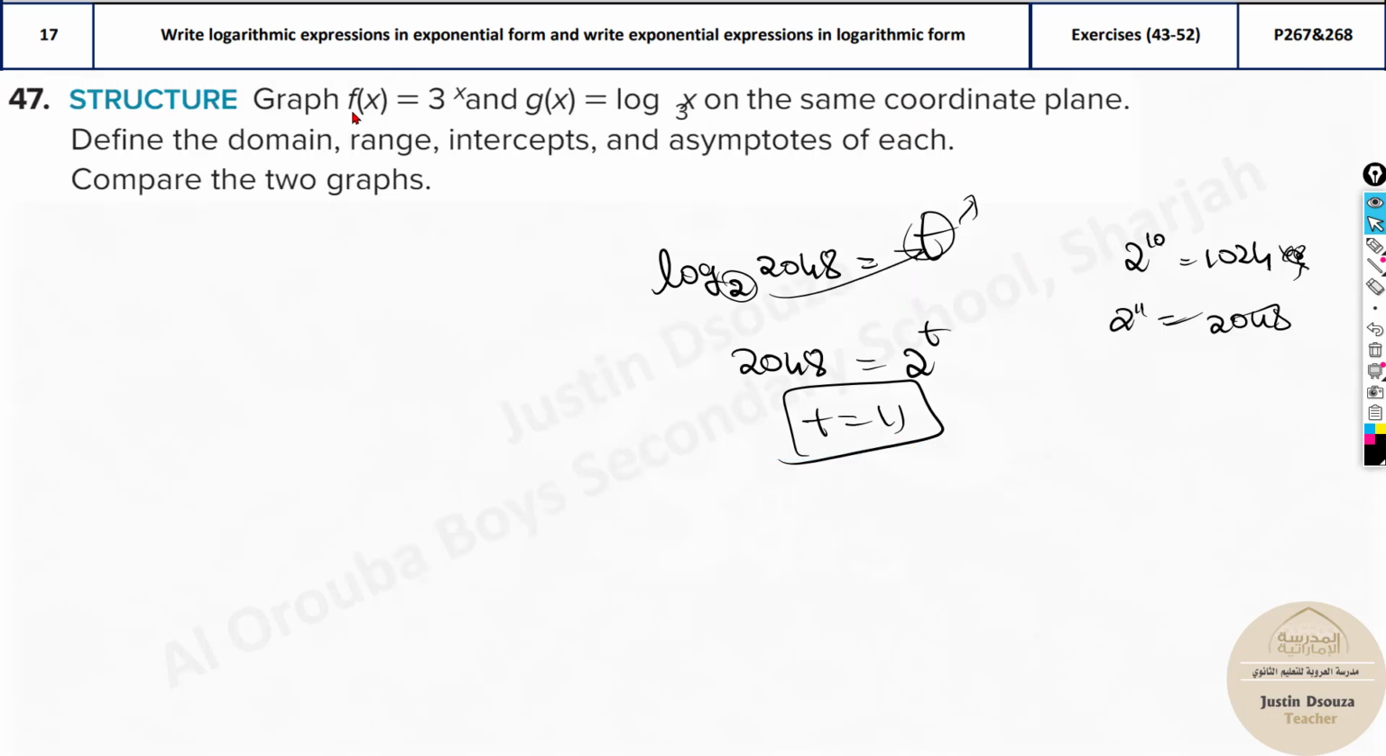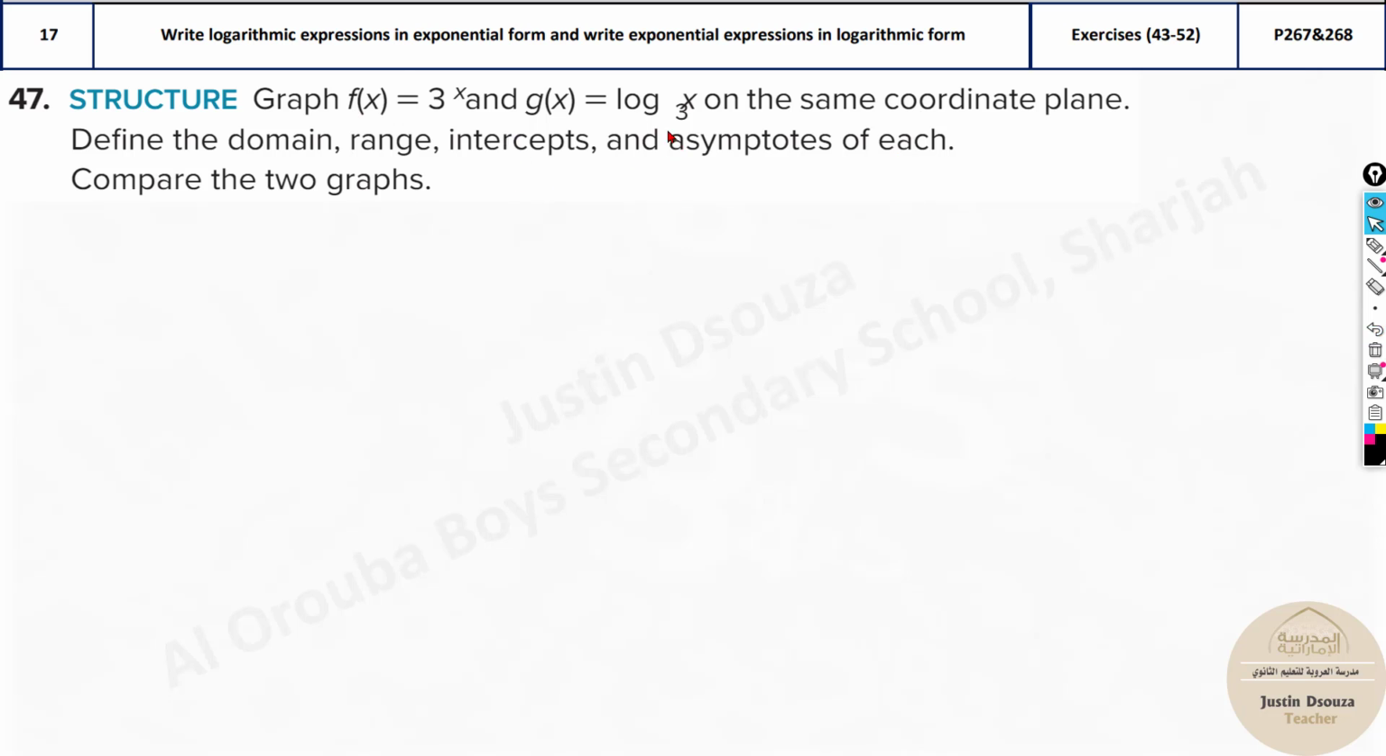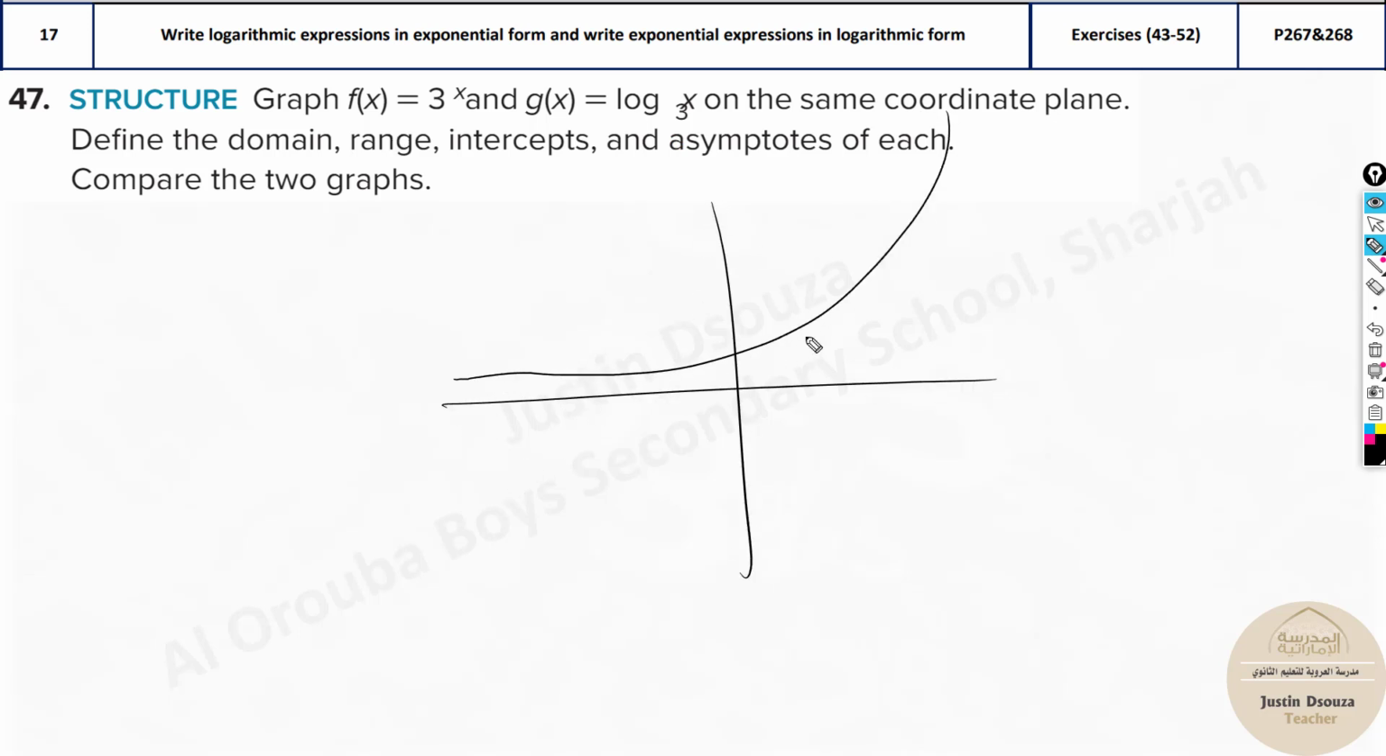Now over here we have been told to graph exponent and log function. Now if you know, the exponential functions are something like this, they'll never touch the 0. Log functions are like this. And they are reflected along the y equals x axis, okay? So this is a very rough figure.